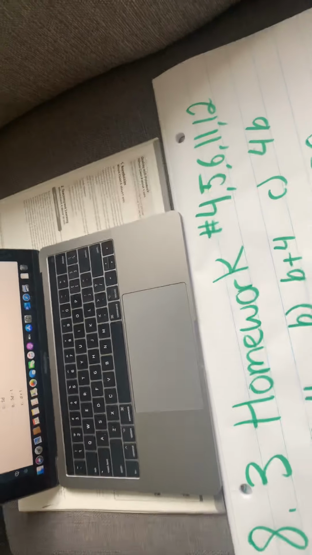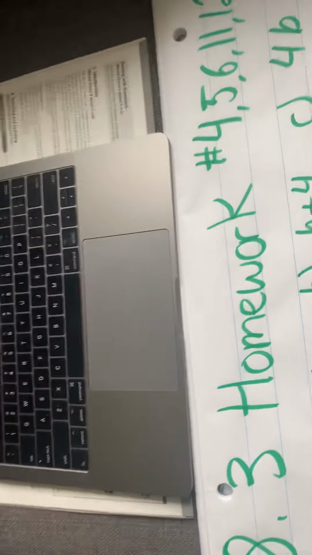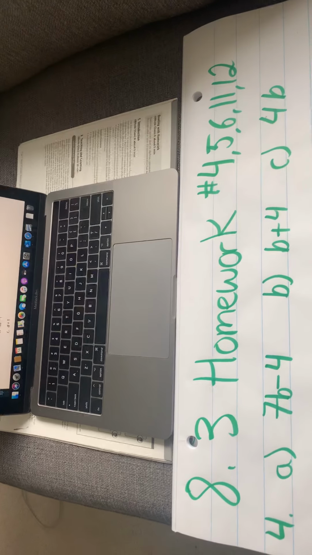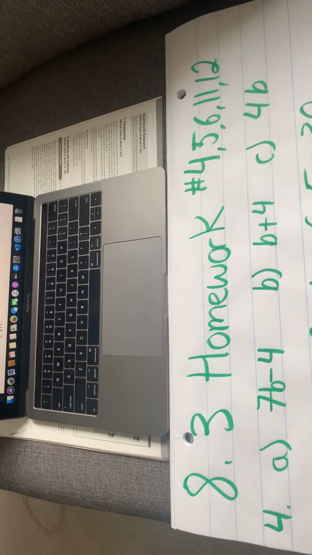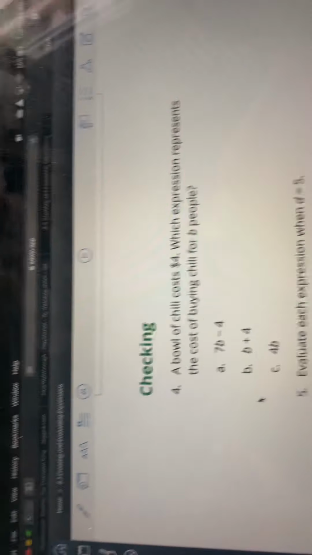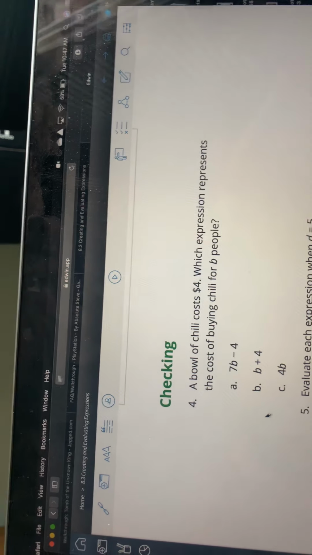I'm going to just grab my pen here, guys. Right away, instead of figuring out which one is the correct answer, why don't we decide which one is wrong? Just like we would do a knowledge hook. Well, if we look at the question again, the bowl of chili costs $4. Which expression represents the cost of buying chili for B people?